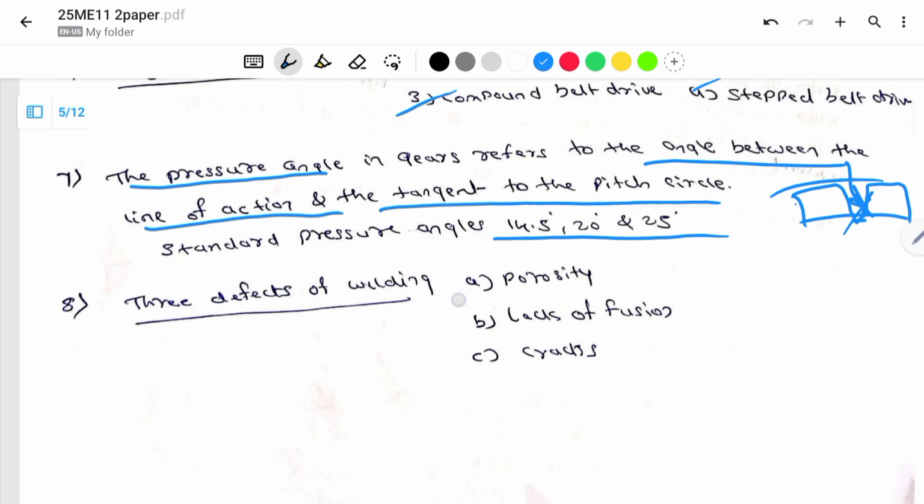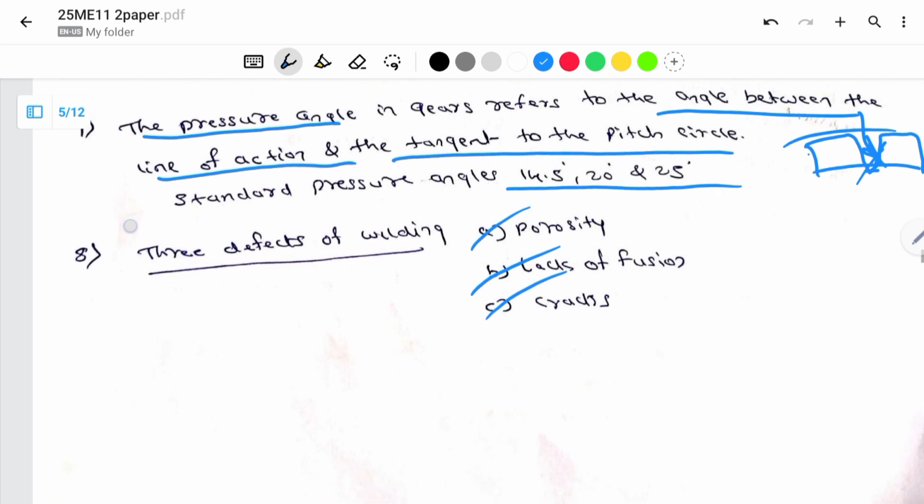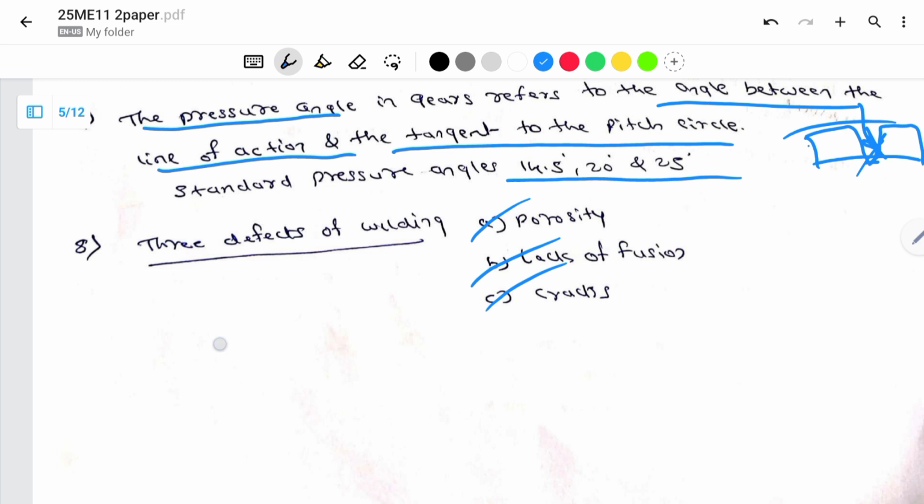So defects in the welding. So porosity, lack of fusion, cracks, or dust, or else some other proper welding defects are also there. So you need to take care of those while welding. So these are some defects written here.